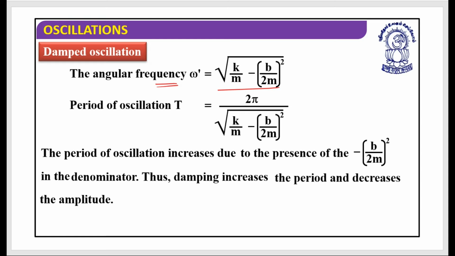If I want to find out the time period of oscillation, then it is given as T = 2π√(k/m − (b/2m)²). Yes, so the period of oscillation increases, due to the presence of minus (b/2m)², as this term is subtracting. This is going to increase, and thus damping increases the period, and as the period increases, the amplitude decreases.